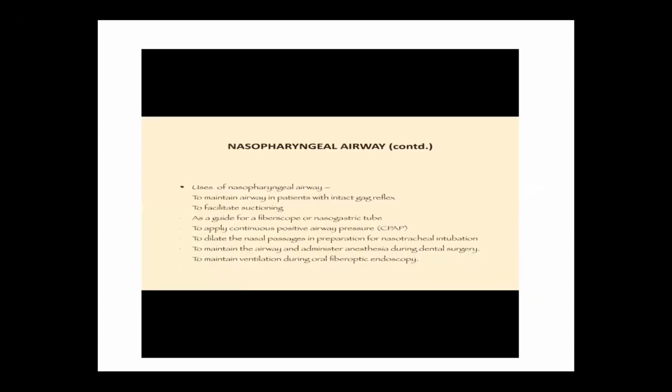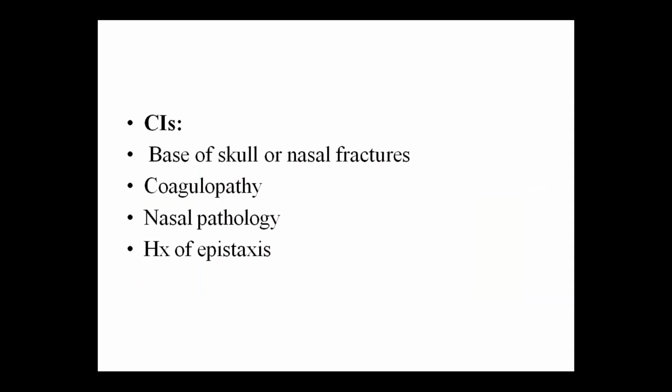Now again, the use of the nasopharyngeal airway is to maintain the airway in a patient. The special thing here is that you can use it in a patient with an intact gag reflex, in the conscious patient. In those patients, this airway is far easier to tolerate than the oral airway, and it can act as a guide for a fiberscope or nasogastric tube, and you can also use it to dilate the nasal passages in preparation for nasotracheal intubation. So you have to remember the list and the uses. One thing that is very important is the contraindication, where you don't have to use it.